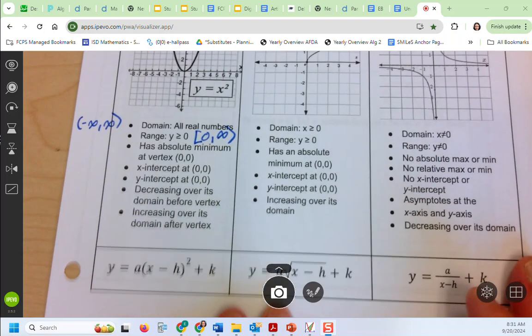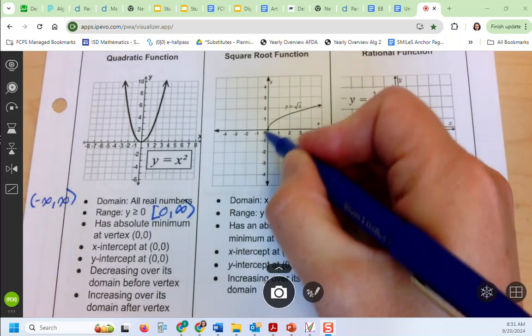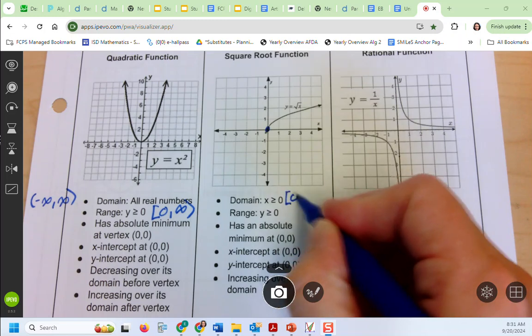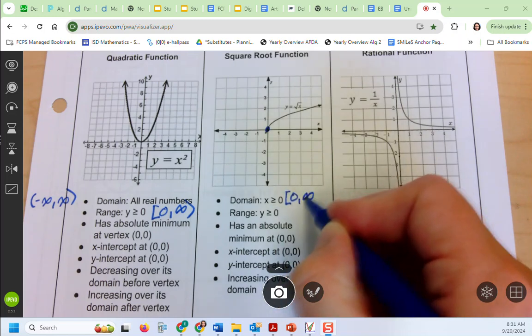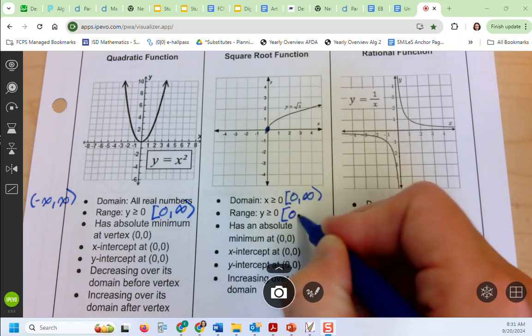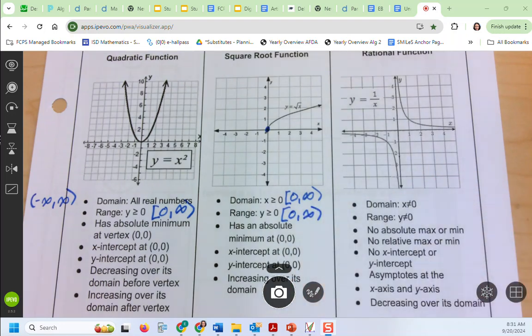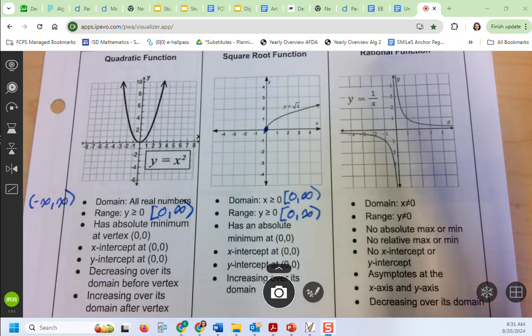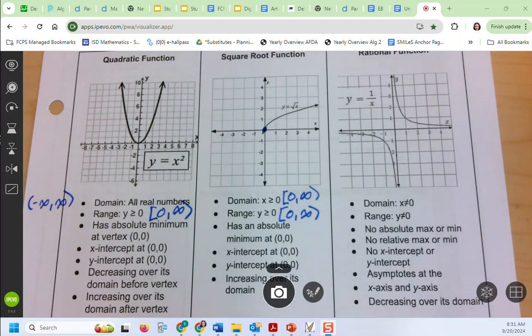Your square root function, it's going to have an endpoint here and then an arrow. So again, you can write your domain and range this way, or you can write it in interval notation. It does have an absolute minimum, and it's increasing. The parent function is increasing always.